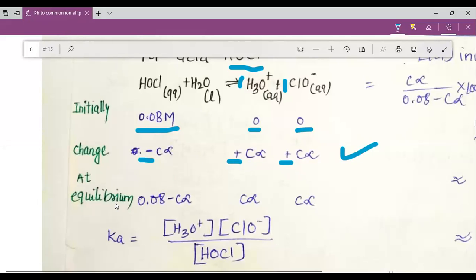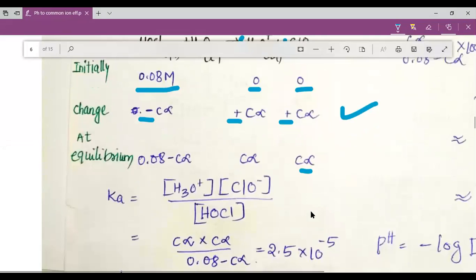Now at equilibrium, what happens? The initial concentration was 0.08. The concentration has been changed by C alpha, so it becomes 0.08 minus C alpha. And here the concentration of H3O plus is 0 plus C alpha, that is C alpha. Here the concentration of ClO minus is 0 plus C alpha, that is C alpha.